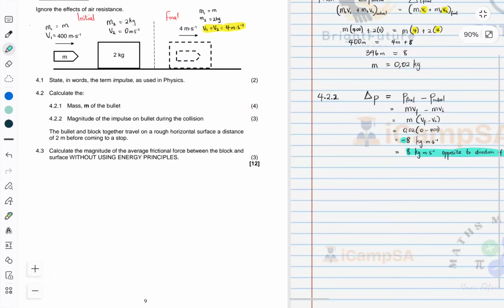The bullet and the block travel on a rough horizontal surface. There's friction now. A distance of 2 meters before coming to a stop. Okay, that's interesting. Calculate the magnitude of the average frictional force between the block and the surface without using energy principles.